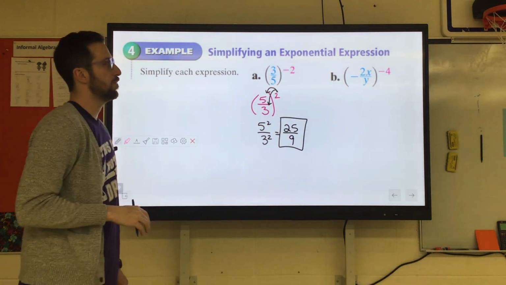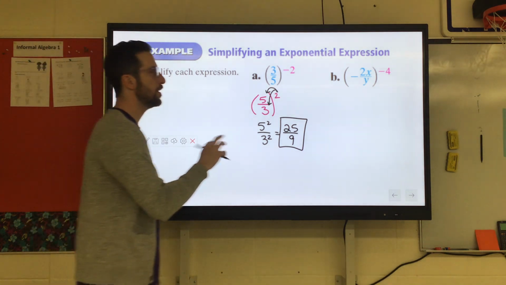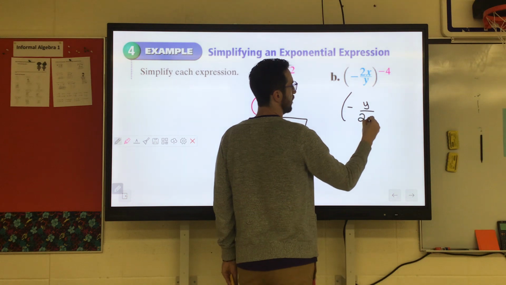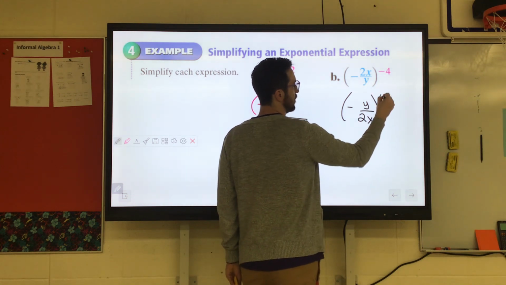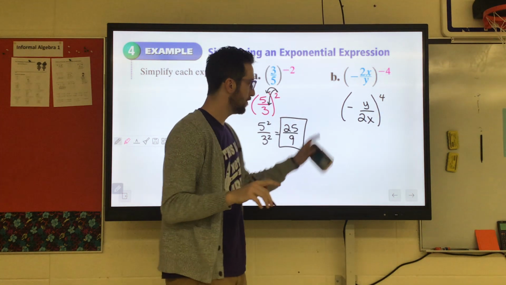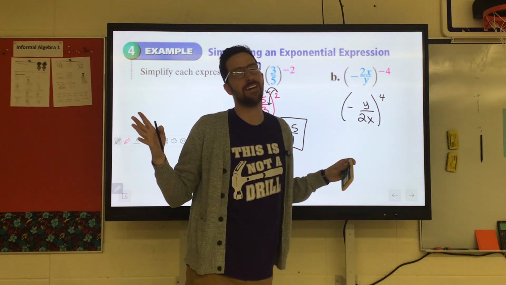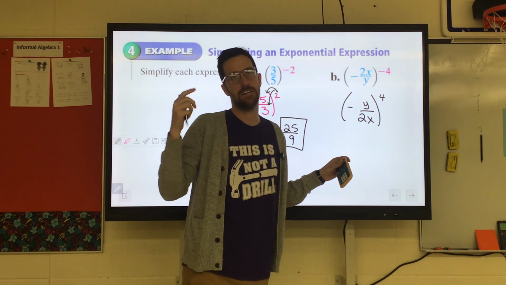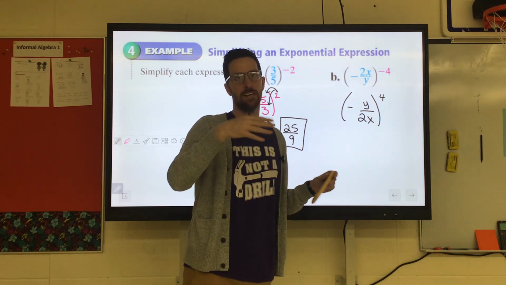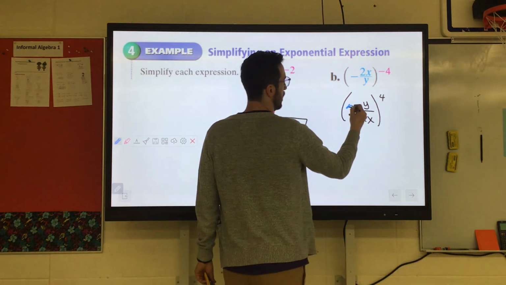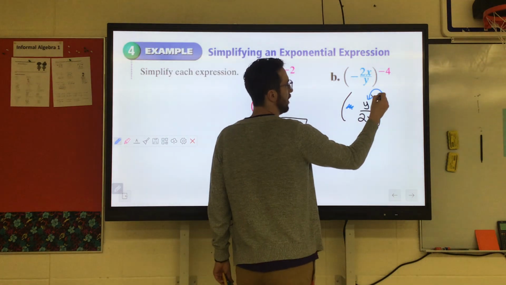All right, one more property here. Again, we can flip it, use the reciprocal, and now it'll be to the positive 4th. Now here's the deal. We have a negative fraction here, and it's to an even exponent. That means the negative is going to cancel out, because you'd have a negative times negative times negative times negative. It would cancel out to positive. So we can ignore the negative, and we're going to give this 4th power to everything.